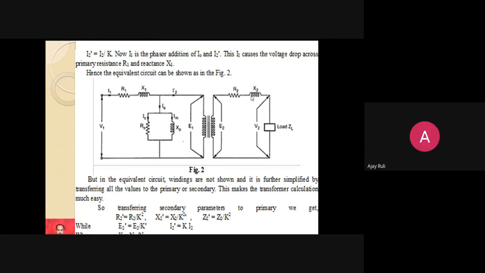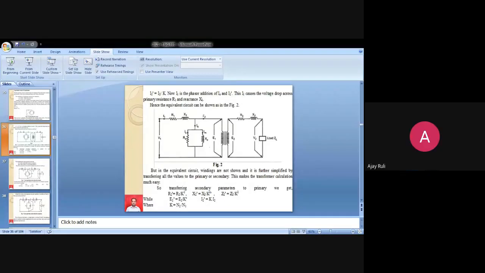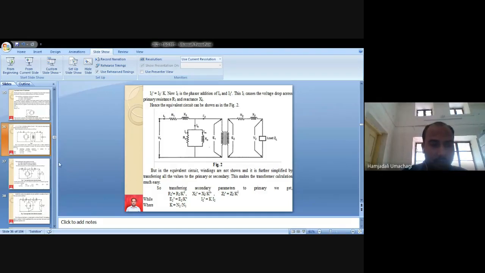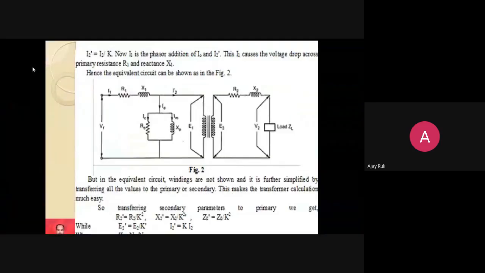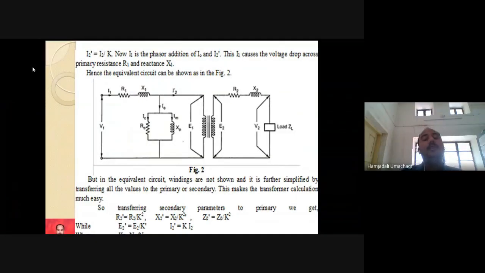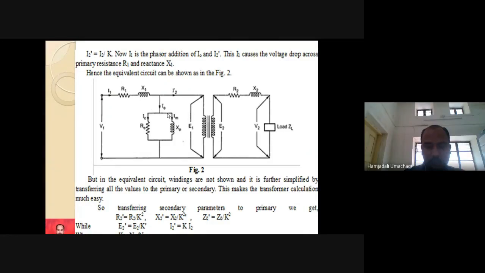Sir, while applying KVL, what should we take the voltage as? While applying it to an AC circuit, the voltage will be AC only. Sir, while applying the KVL loop to the AC circuit, in the previous slide, here.